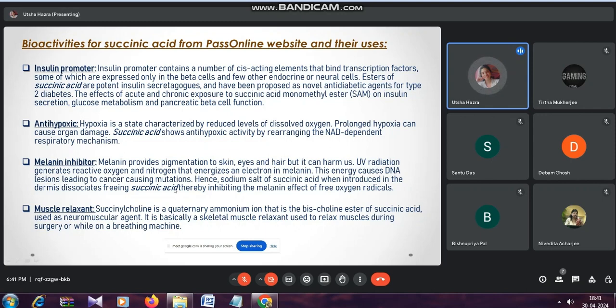Then we come to the last bioactivity, that is the muscle relaxant. Succinylcholine is a quaternary ammonium ion, that is the bis-choline ester of succinic acid, used as a neuromuscular agent. It is basically a skeletal muscle relaxant used to relax muscles during surgery or while on a breathing machine. Just like it acts as an analgesic agent.